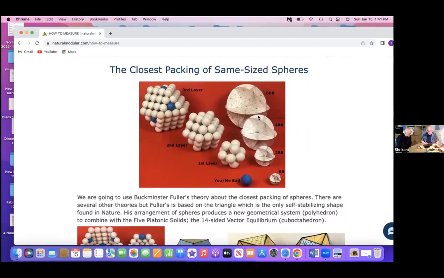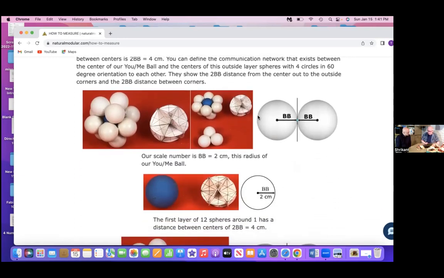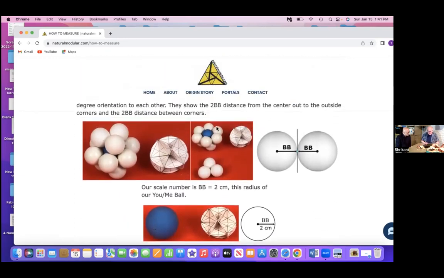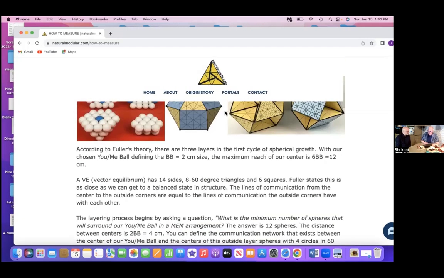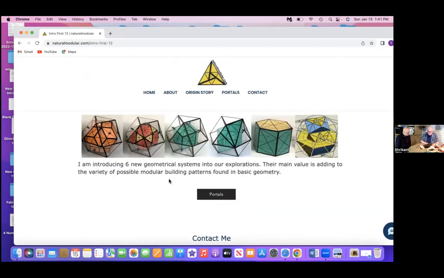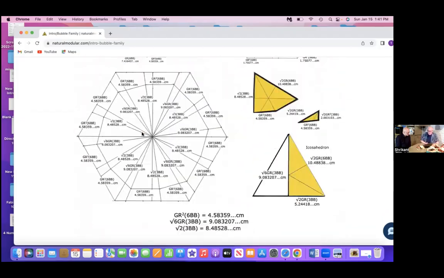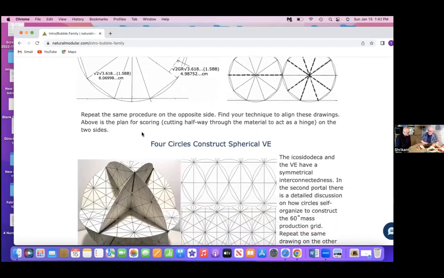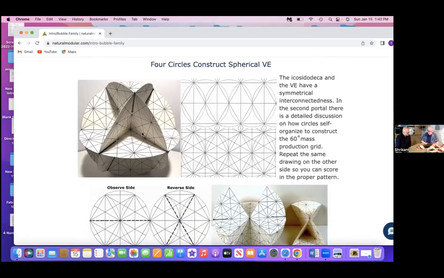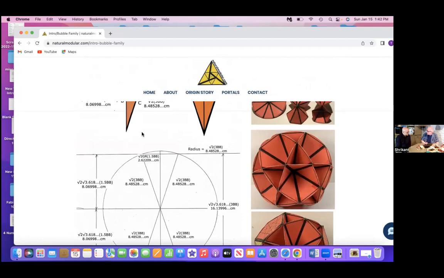And so then we go through a quick overview of the closest packing of spheres. In the next one, we'll do much more, but you see each one of the layers. Now, this guy right here is 4 circles that you can fold into the vector equilibrium. Let me just show you real quick that down in this portal, right at the end, is how to build this, because it connects with the icosahedrodeca, which can be made out of 6 circles.